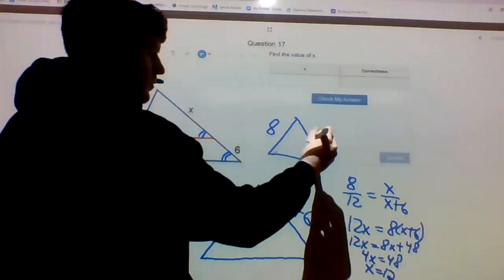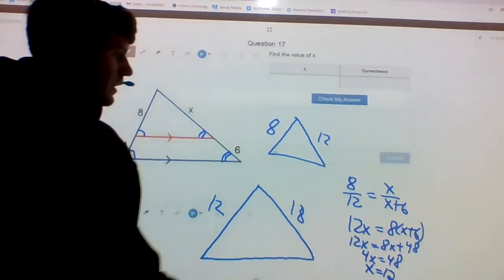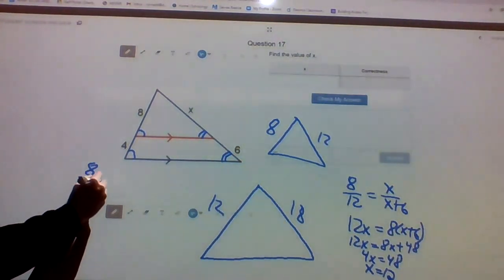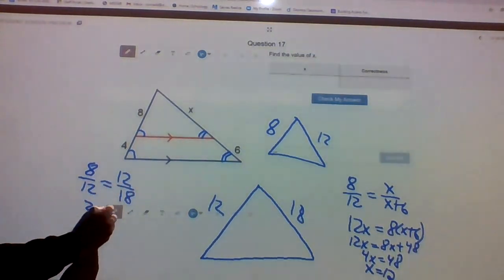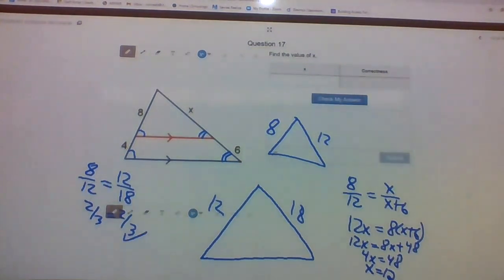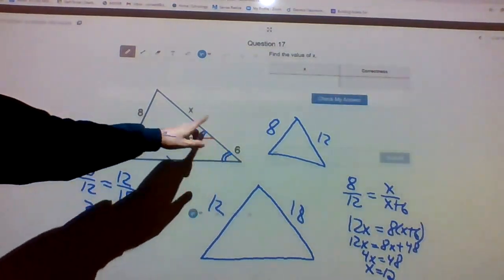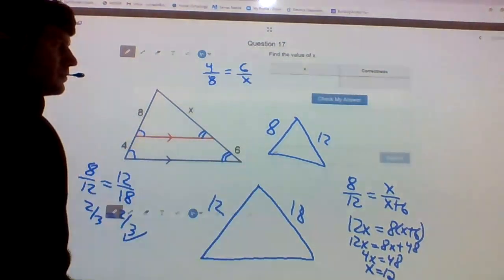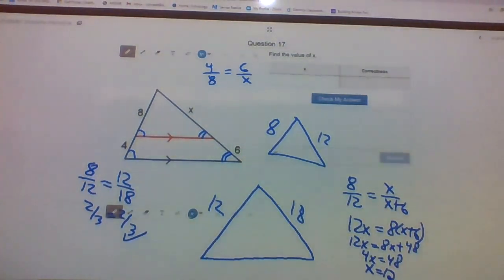So x would be 12, and then 12 plus 6 would be 18. So 8 over 12 equals 12 over 18. 2/3, 2/3. Okay, but you don't need to do all that. You can just double. 4 compares to 8, right? 4 is to 8 as 6 is to x. So 4x equals 48, x is 12.